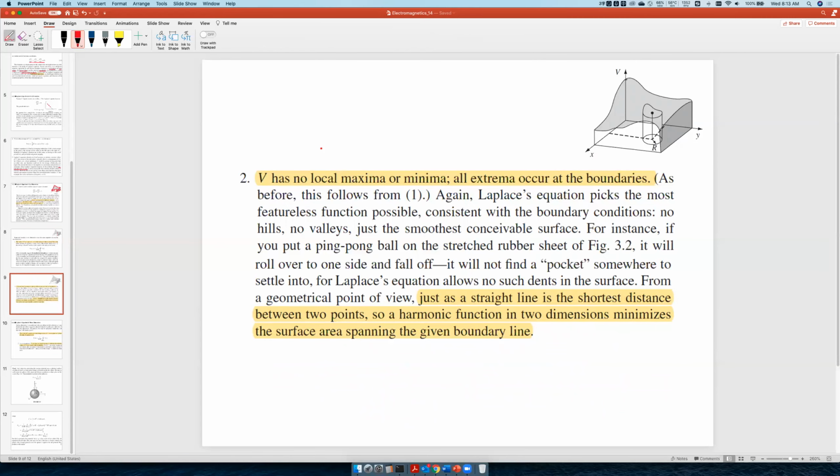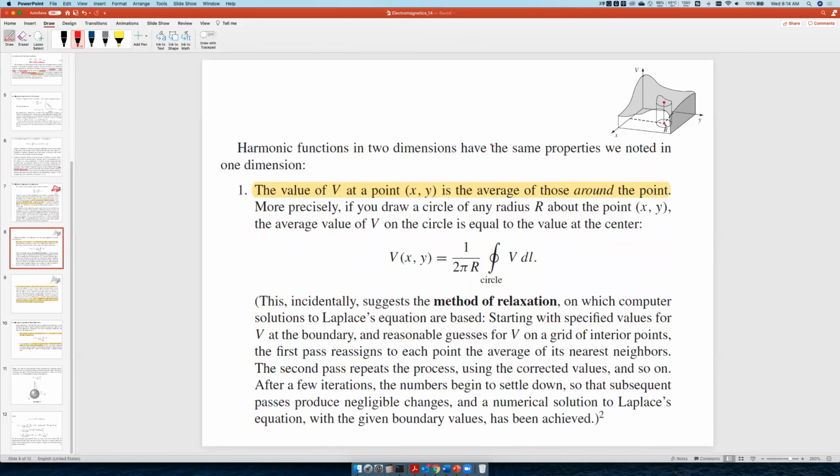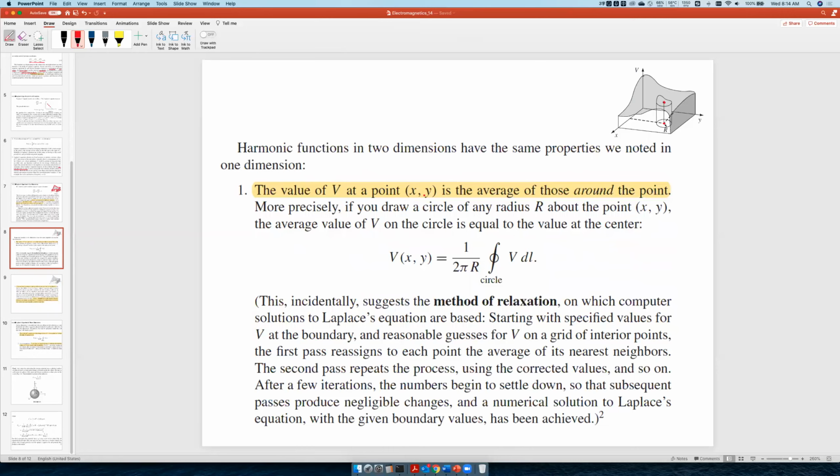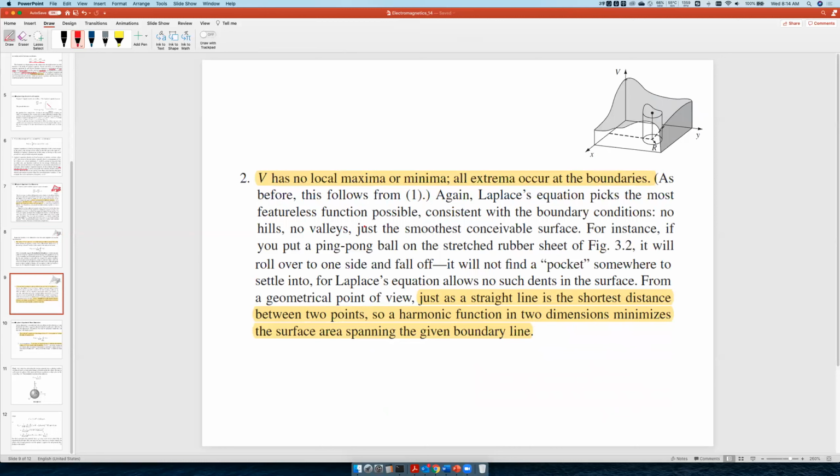The second feature is still the local maxima or minimum. So all extrema occur at the boundaries. There's no local minima or maxima. So as before, this follows from feature one, because if there is a minimum or maximum, then feature one becomes false, because if you choose the point at the local maximum, then the average value surrounding it should be smaller than the value of itself.